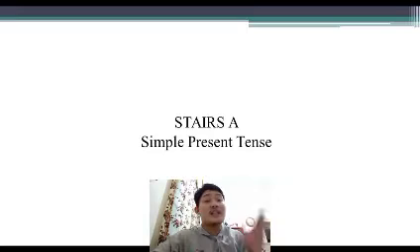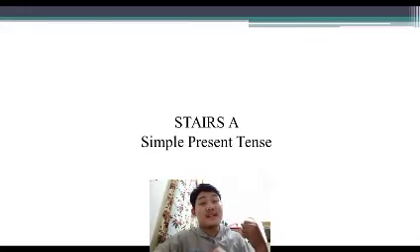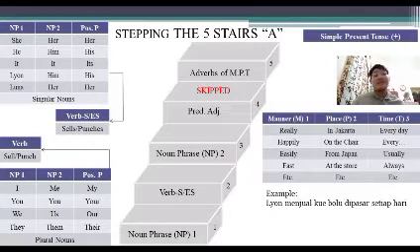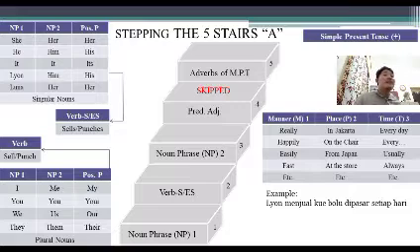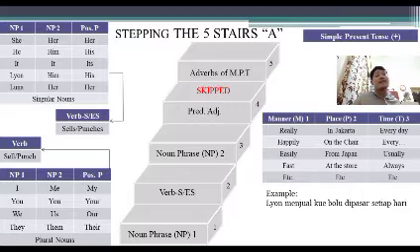Our first discussion is about stair A, and the first is simple present tense. Without wasting time, let us begin. Our first topic is present tense. Remember when I say learning grammar is fun and easy, it's because in every tense there is always a simple. Simple in Bahasa Indonesia is gampang, and that is why learning grammar is fun and easy.